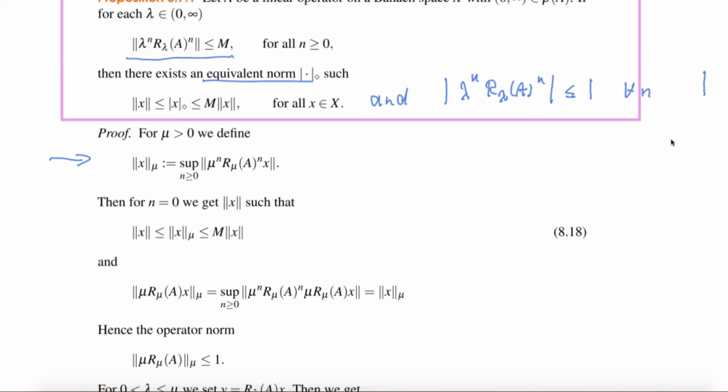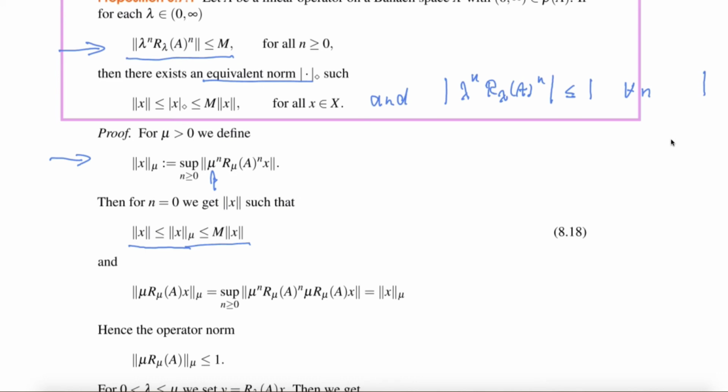Now if I choose n is 0, right, then I just get the identity x, so the norm of x is part of the supremum, which means the norm of x is less or equal the supremum over all the mu norms. But then by the assumption here on top, we know that all these things are less than M times the norm of x.